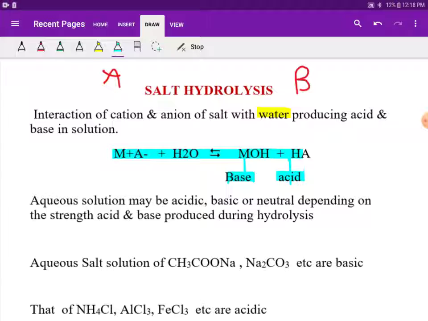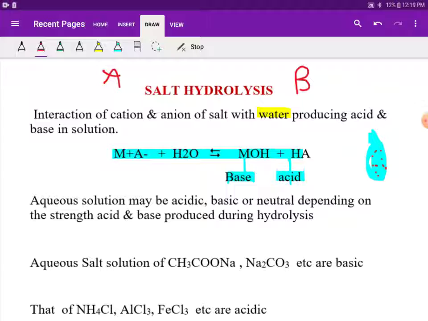One may expect that when a neutral salt interacts with water, normally one supposes that the solution may be neutral always. It may be our thinking or notion that an aqueous solution of a salt is, in most cases, neutral. That is our thinking. But actually that is not the case always.